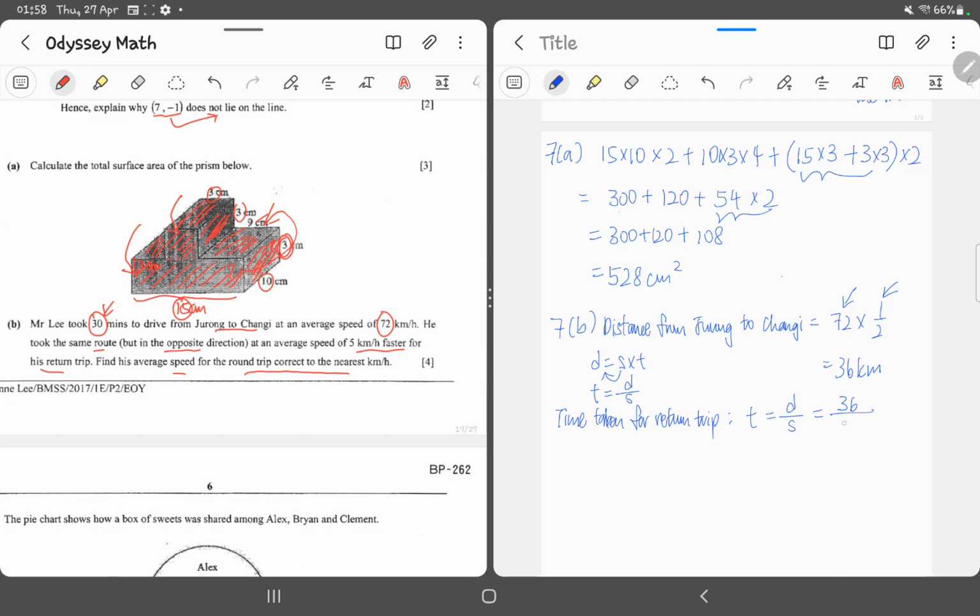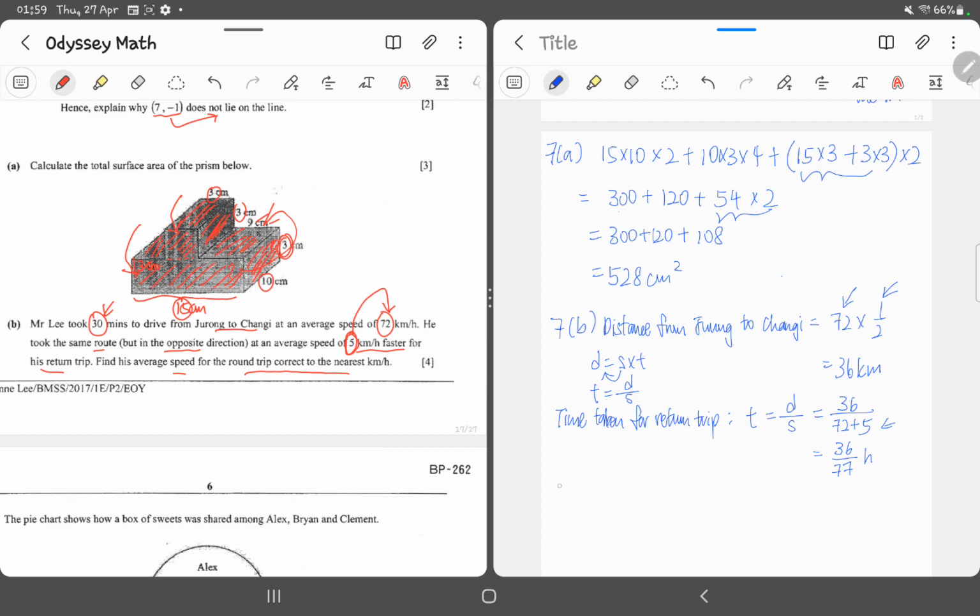In this case, the speed is 72, but we add 5 because on the return trip, the speed is 5 km per hour faster. So for the part where Mr. Lee is taking the return trip, it is 5 km per hour faster than the 72 km per hour. So we take 72 plus 5 over here. This is equal to 36 over 77 hour. So now we know the time taken for the return trip.